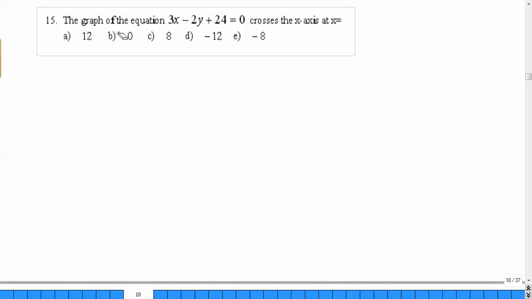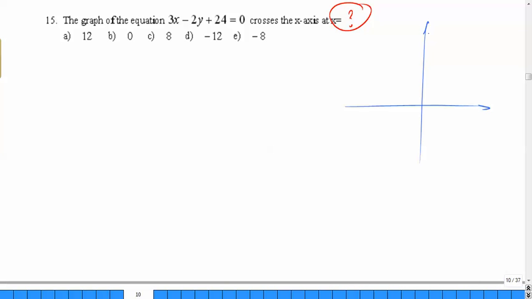Problem number 15: the graph of the equation 3x minus 2y plus 24 equals 0 crosses the x-axis at x equals what? Okay, x equals what? So think about your coordinate system, your Cartesian system with the two perpendicular axes, x and y, the origin. If you have a line, which in this case is what you have, as you can see, x and y are of first degree.